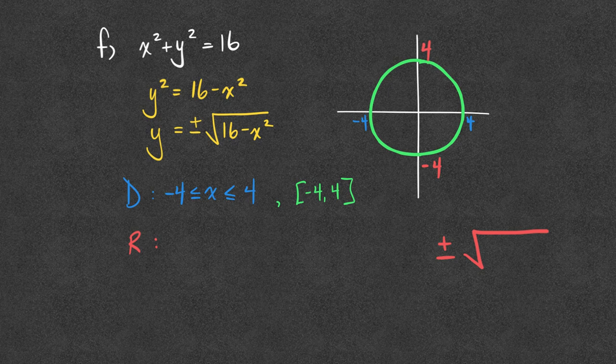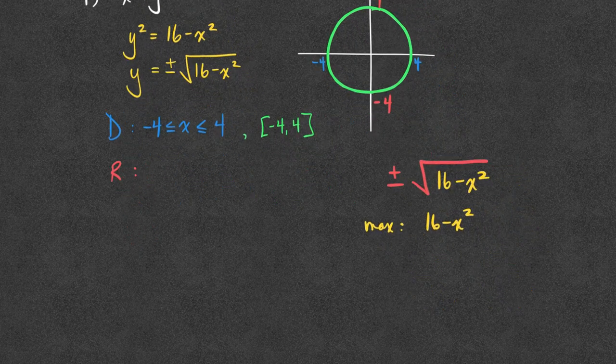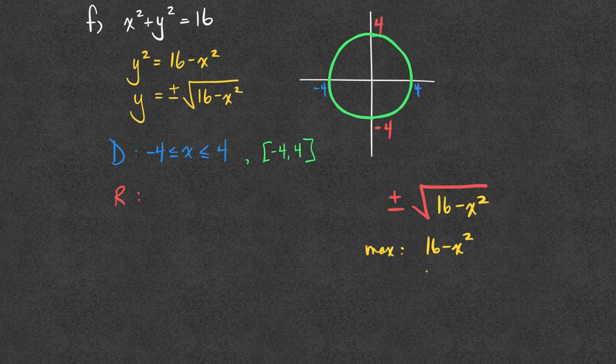What's underneath the root is the key. There is my 16 minus x squared. That's my focus. So I start to think about what can give me the biggest possible value out of that. The way I can make my maximum value, 16 minus x squared, would be to take 16 and subtract off nothing. Okay, and I want to jump into this a little deeper.